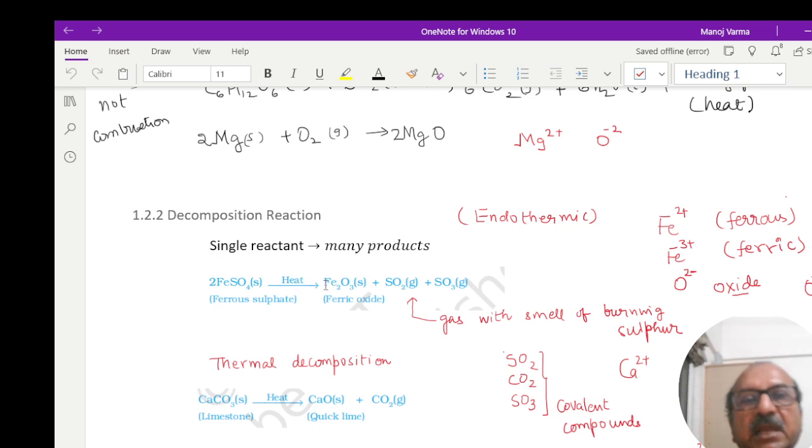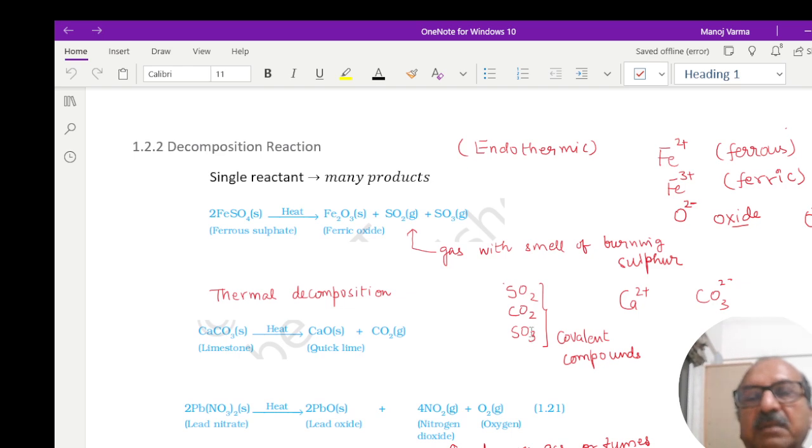on heating decomposes to give ferric oxide, sulfur dioxide, and sulfur trioxide. These are the gas with the smell of burning sulfur. These are the ions which I have written here on the right side to help you understand why these formulas are written in this way. This you don't have to write down in your exam. This is only for your understanding.